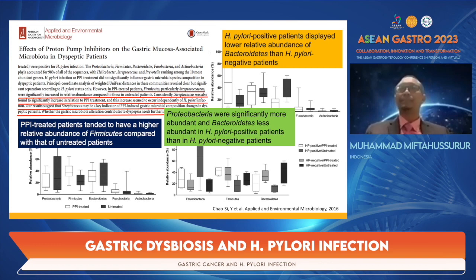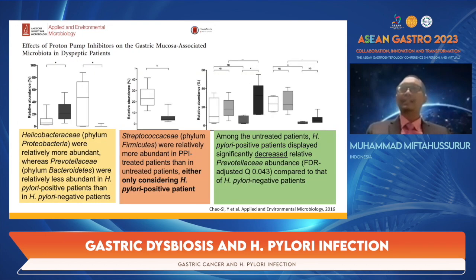In genus level analysis, the study revealed that Helicobacter were relatively more abundant in H. pylori positive patients. Streptococci in H. pylori positive patients were relatively more abundant in PPI-treated patients than untreated patients. And among untreated H. pylori positive patients displayed significantly decreased relative abundance of Prevotellaceae.